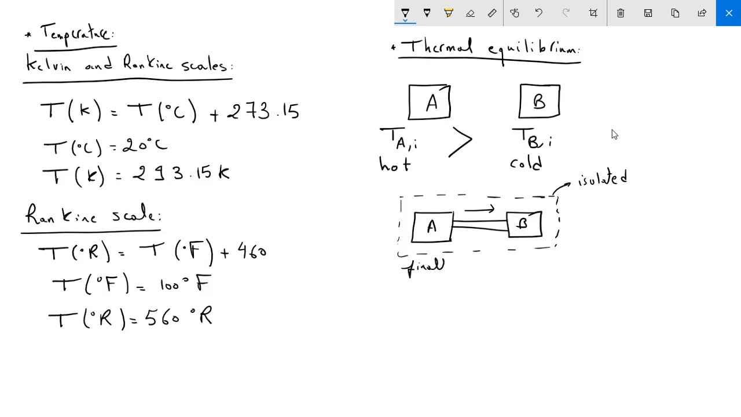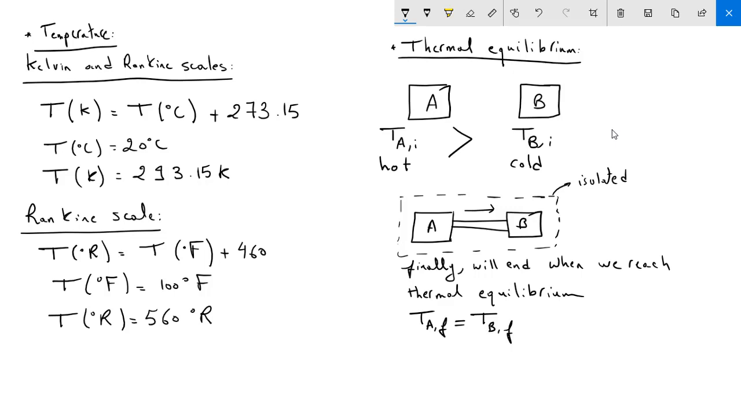Finally, this process will end when we reach thermal equilibrium. Thermal equilibrium is when the two objects are at the same temperature. So the temperature of object A will start to decrease, whereas the temperature of object B will start to increase, until both objects reach some equilibrium temperature. The final temperature of A will be equal to the final temperature of B, and heat transfer will cease to occur since they are both at the same temperature. So we say that object A is in thermal equilibrium with object B.